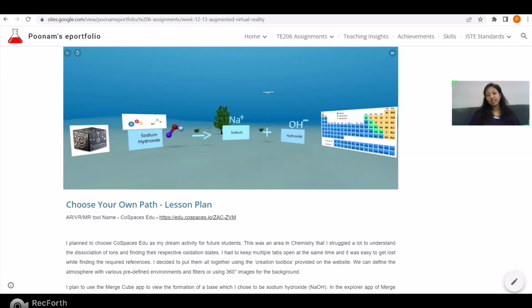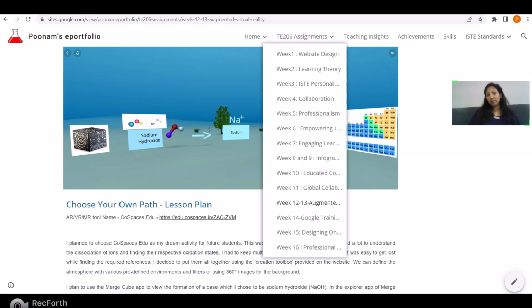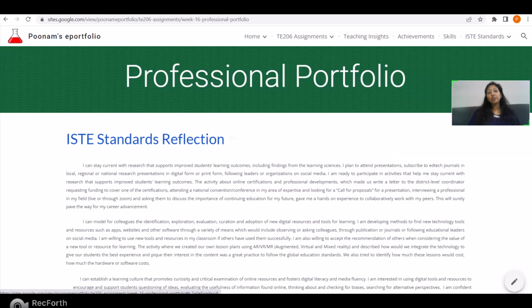Making this lesson plan was really a challenge because I had to think about the concept in different ways, and that really made me understand how a student needs to understand the concept, how a teacher needs to understand a student with different perspectives. Then we finished this with an ISTE standards reflection again. So where we started, what we knew, and where do we stand right now.